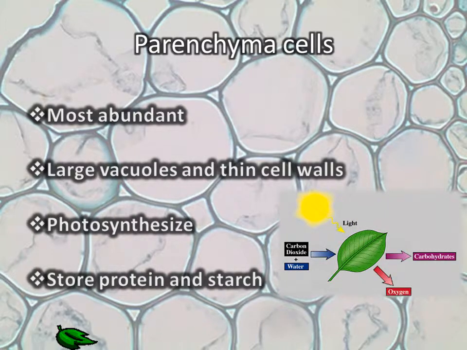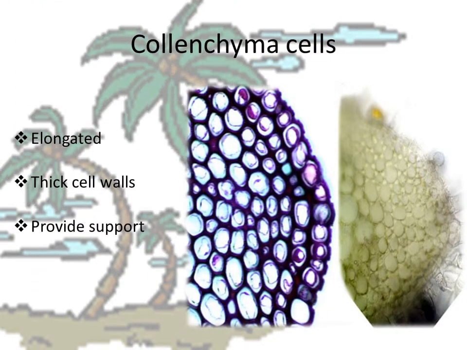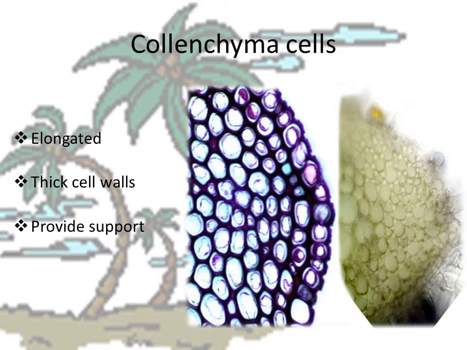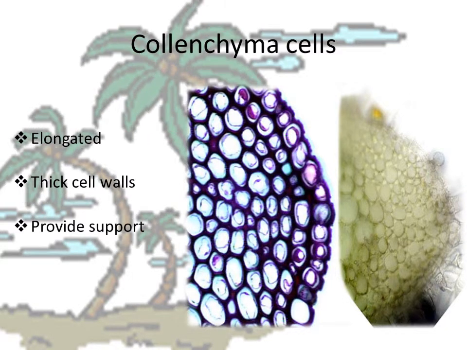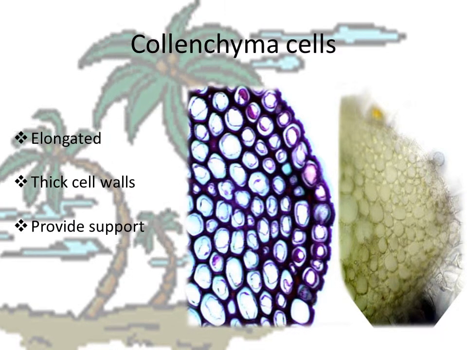Parenchyma cells. They're the most abundant. There are large vacuoles and thin cell walls. They photosynthesize, and they store protein and starch. Collenchyma cells are elongated, they have thick cell walls, and they provide support.